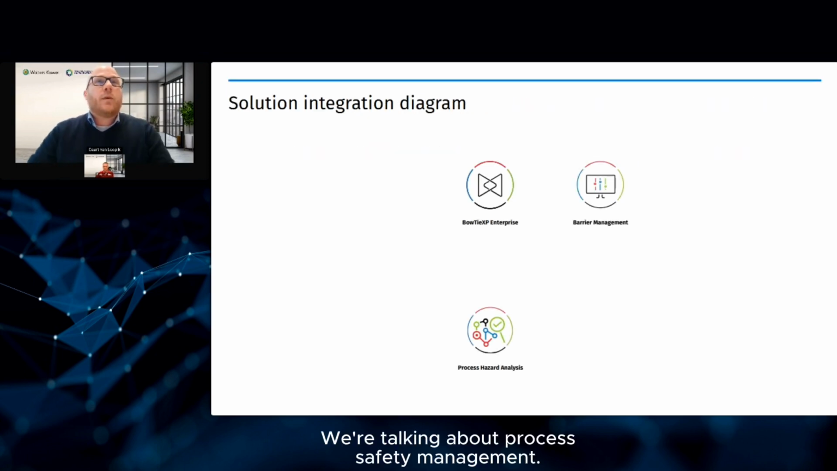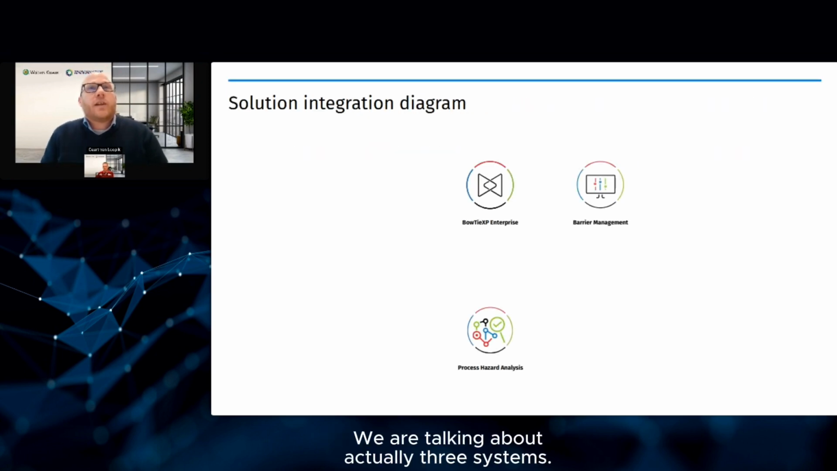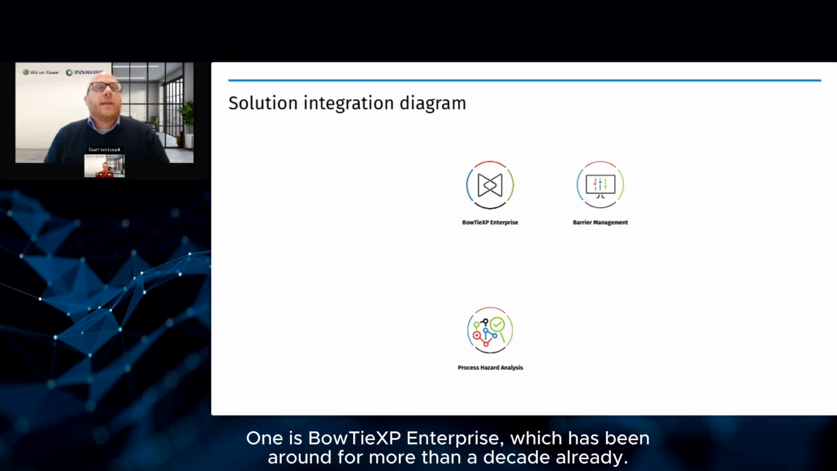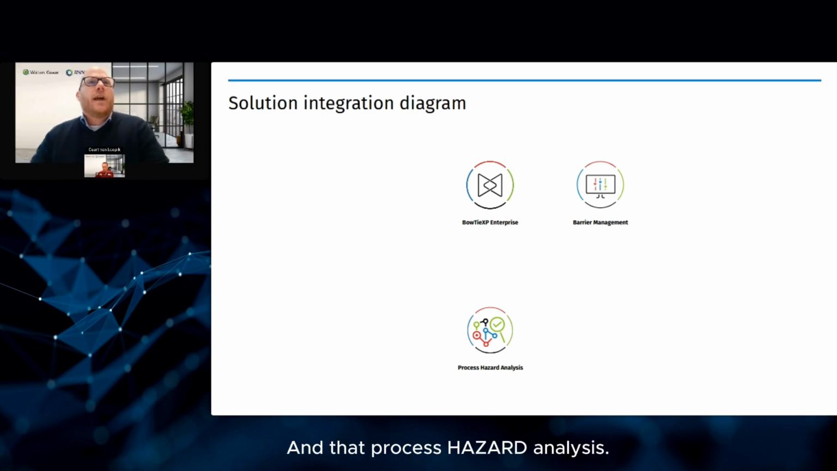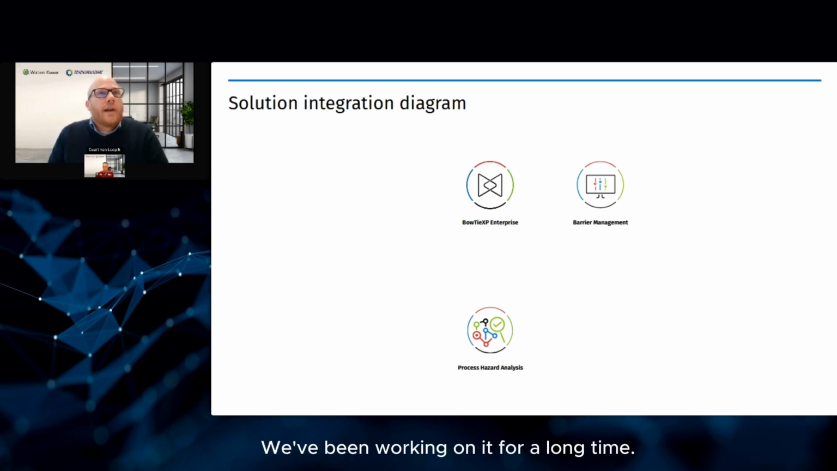We're talking about process safety management. We are talking about actually 3 systems. One is Bowtie XP Enterprise, which has been around for more than a decade already. Barrier management for also half a decade or even more. And the process hazard analysis, we've been working on it for a long time.